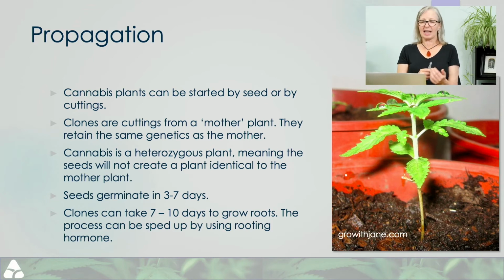So cannabis is a heterozygous plant, and that just means that the seeds will not create a plant identical to the mother plant. The only way that you can get an identical clone is by snipping a cutting off the mother plant. We can grow a seed and it will be close to the mother plant, but nature can also throw in a whole bunch of variables.